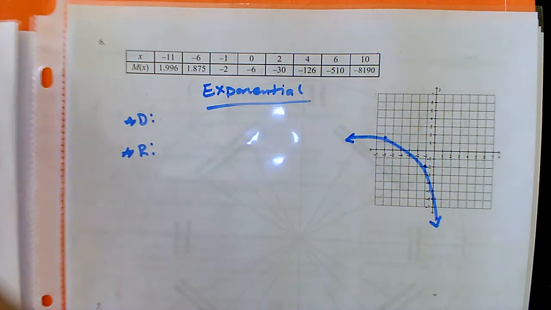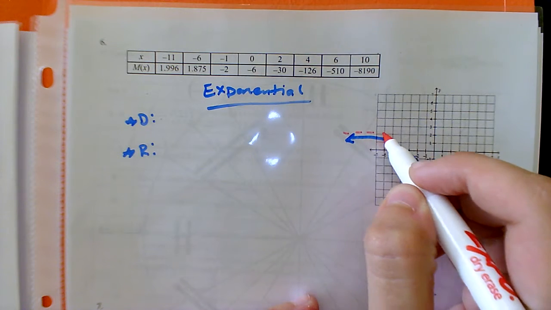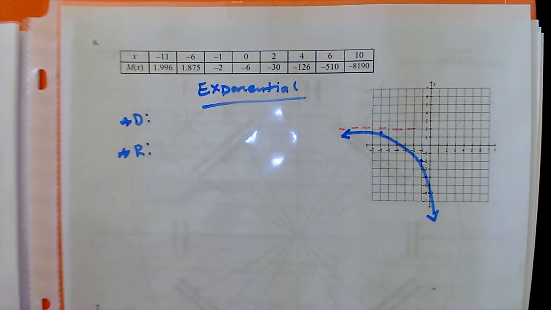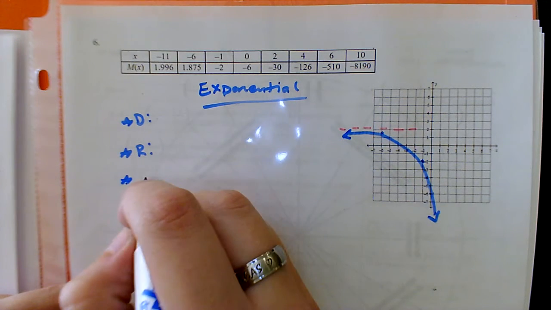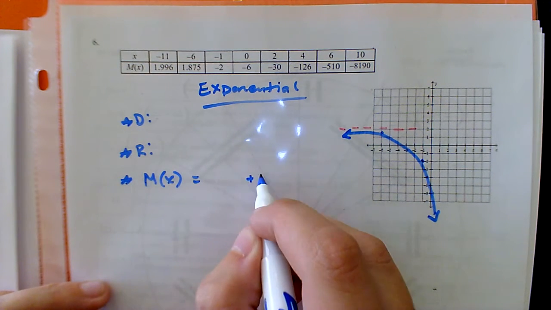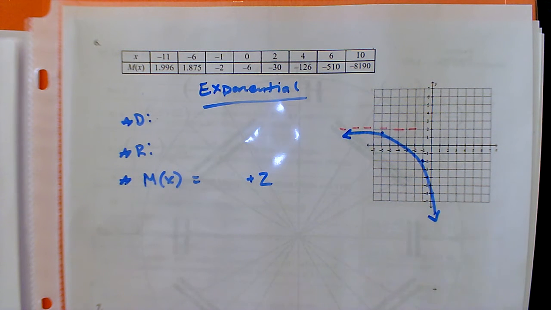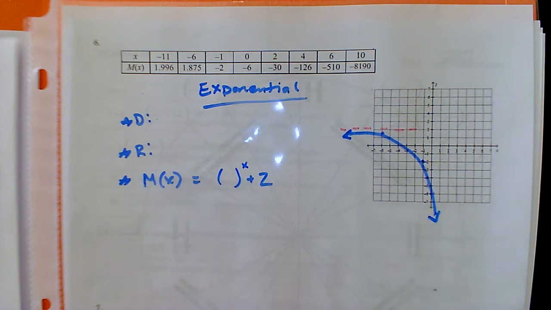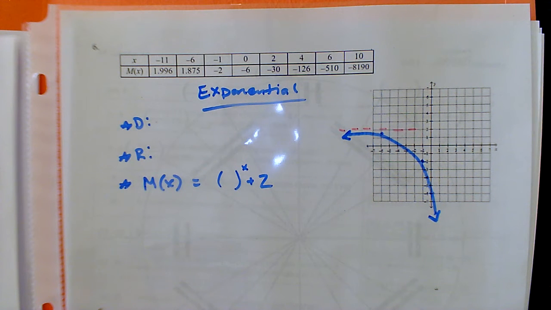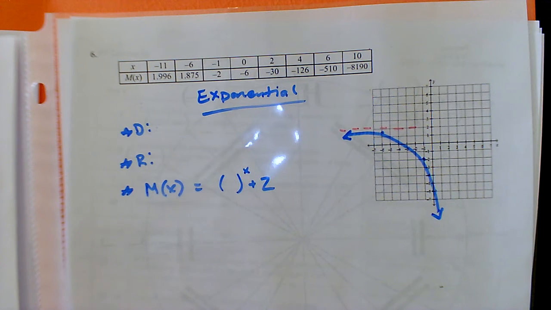Where's our horizontal asymptote in this guy? 2. Okay, so if we were to try to figure out an equation for m of x, we know we would need a plus 2 on the end, okay? But the other pieces are a little tricky to figure out. Do we want to try to figure out by hand, or do we want to use regression again on our calculator? Do we have a preference? I see people using calculators, so I guess that's telling me my answer, right? Okay. So go ahead and type in that data. Remember, hit the stat button.